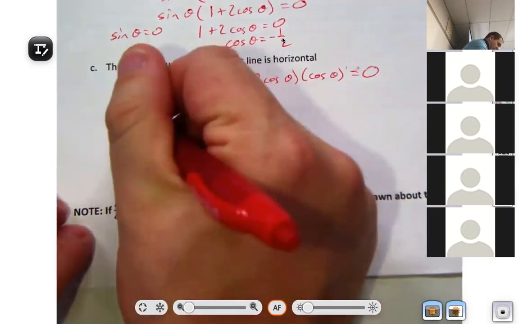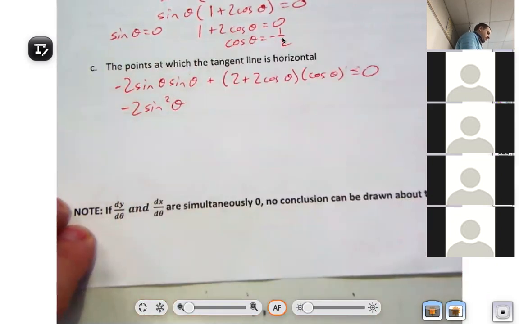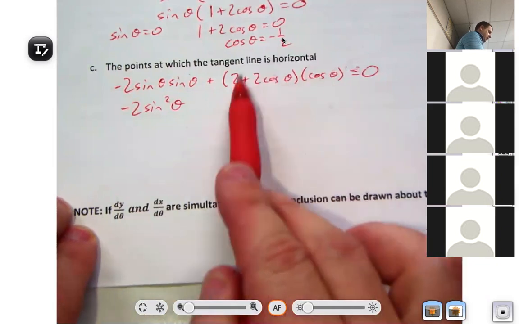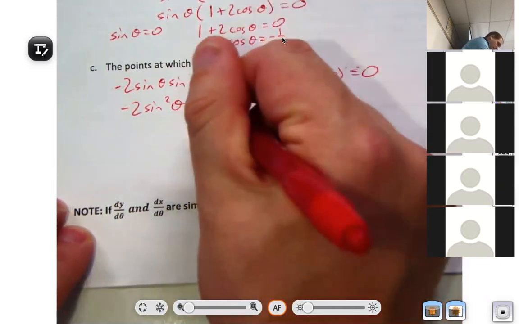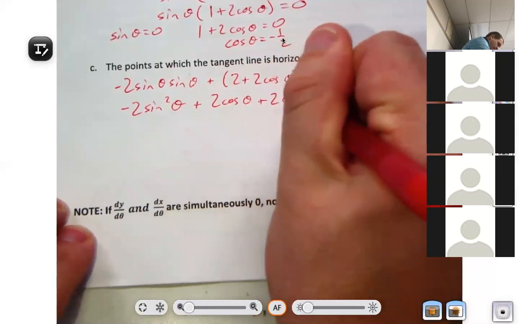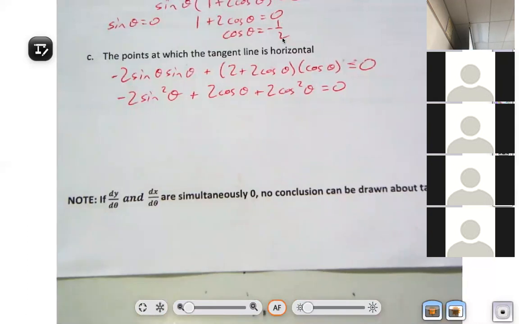So this would be negative 2 sine squared theta. And then for the second one, I'm going to distribute the cosine. But remember what the next trick is?